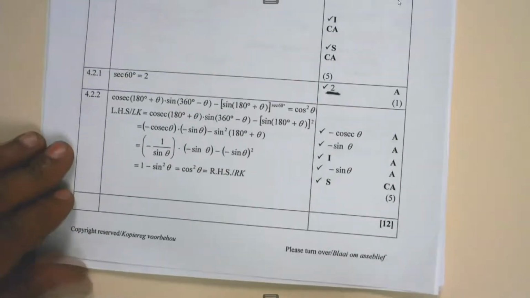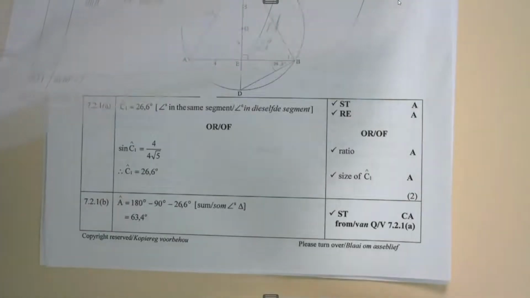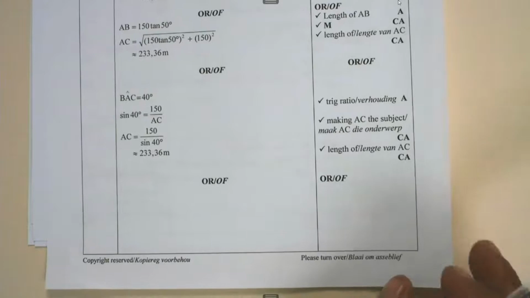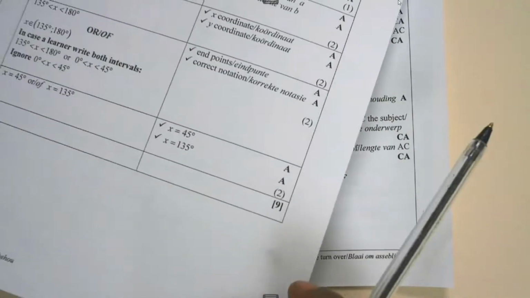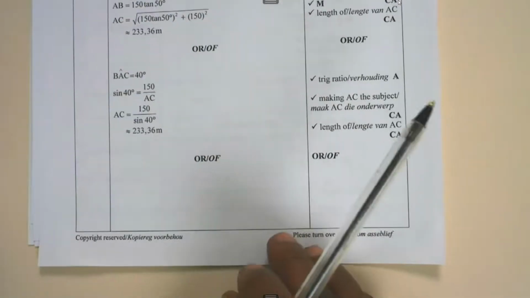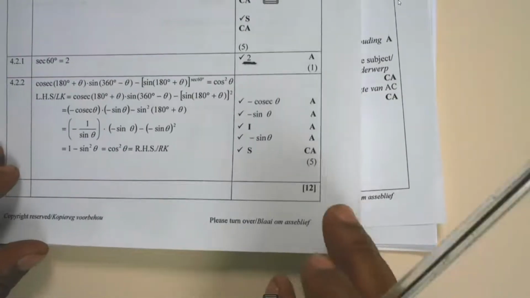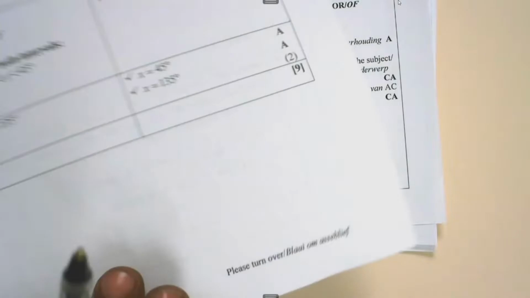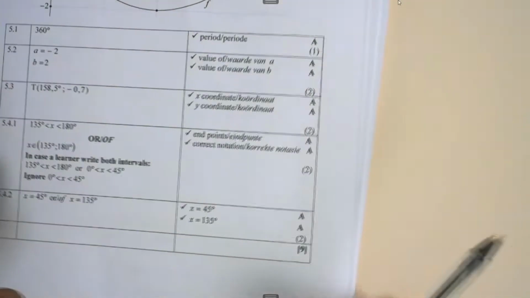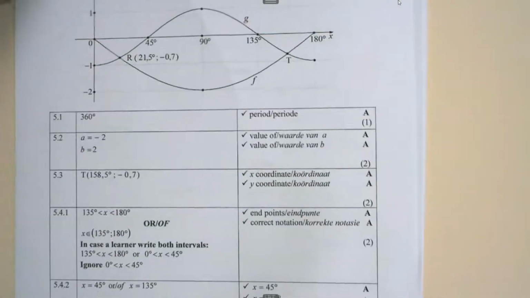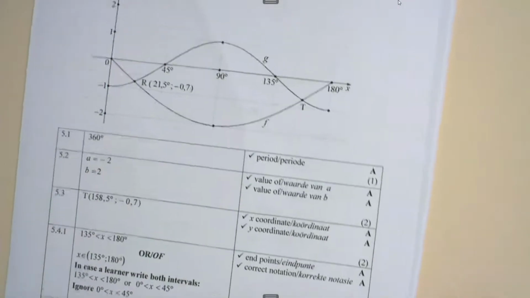Okay, colleagues, we move on. Let's look at the next page. We look at question 5. This is the total mark of question 4 here. As we can see, we move now to question 5. These are our trig graphs that learners have to be able to interpret here.